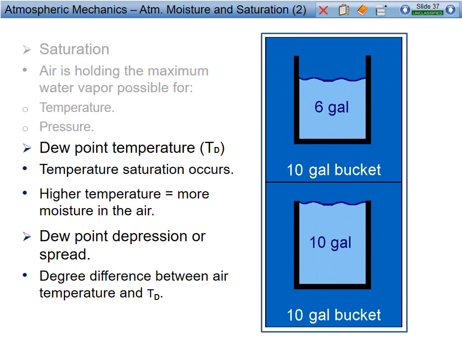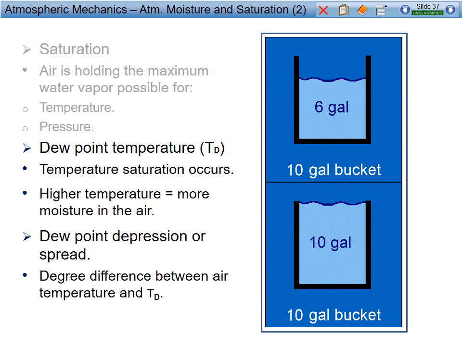The dew point temperature is the point at which saturation occurs. The higher the temperature, the more moisture that is currently in the air. The example that we see here is a 10-gallon bucket, but with only 6 gallons of water in it, meaning that that mass of air is capable of holding more moisture. So in this case, the dew point temperature would be lower than the current temperature.